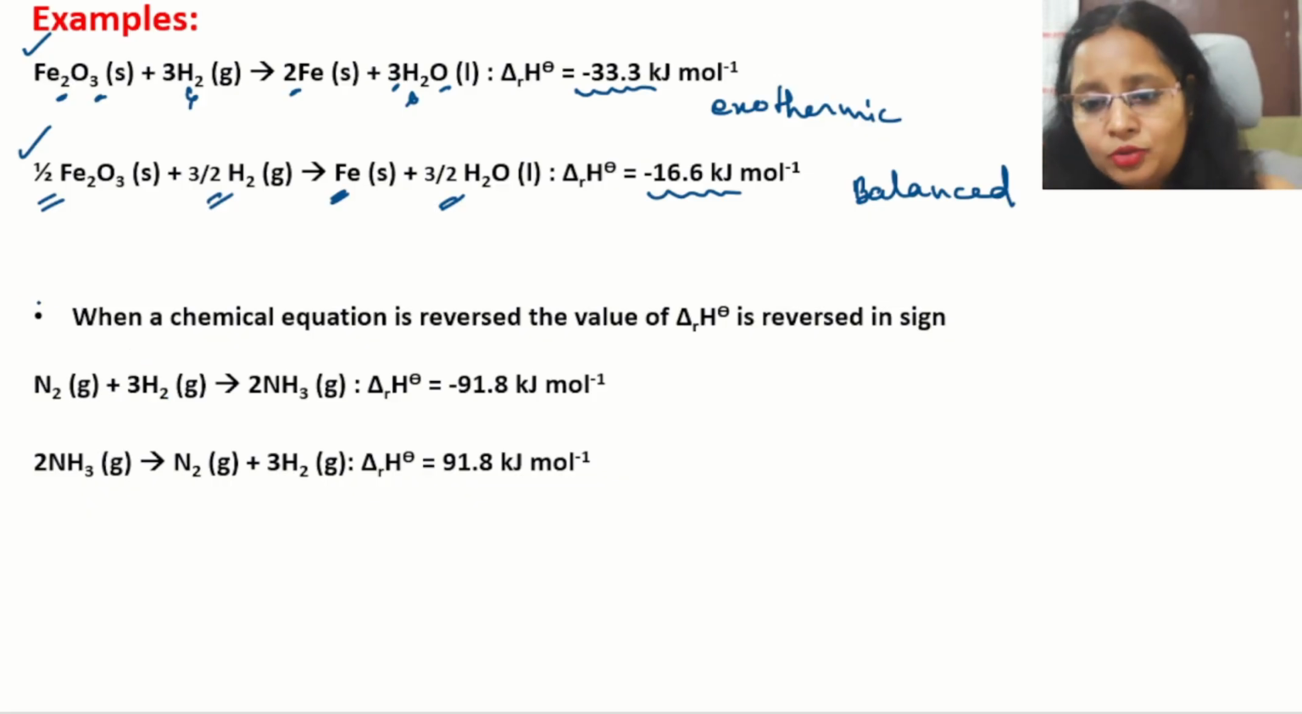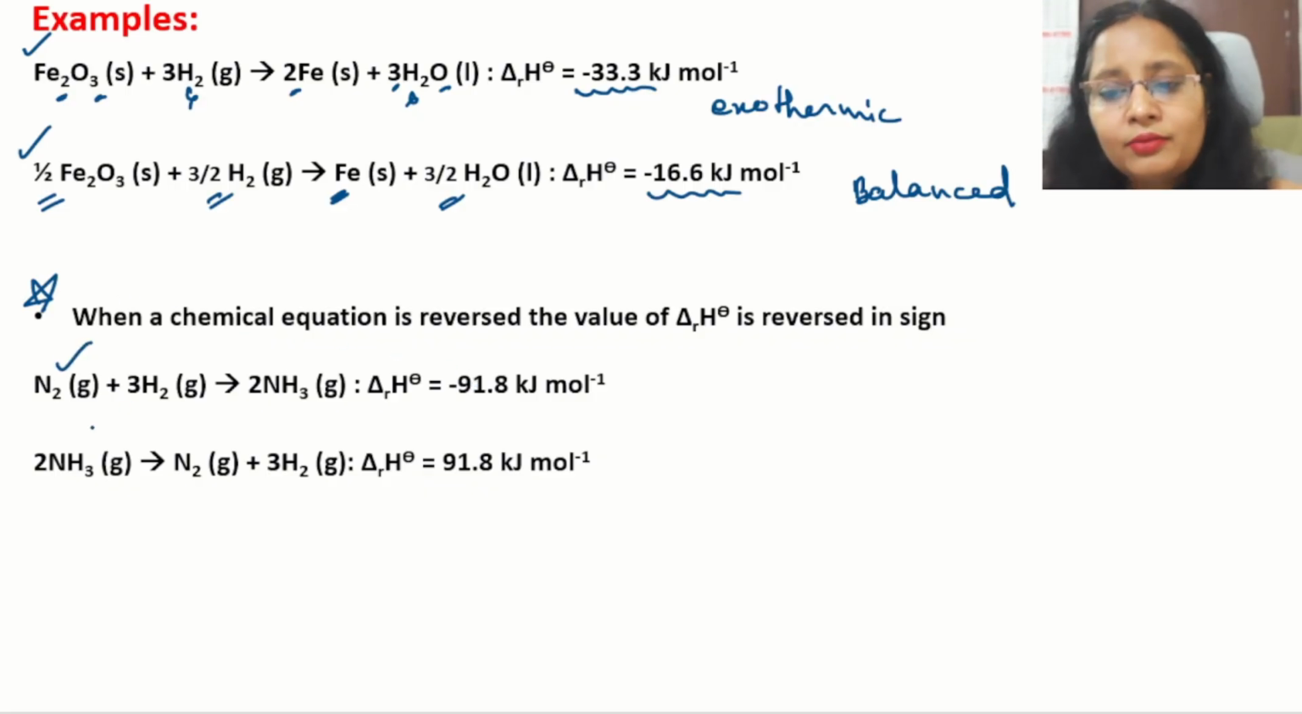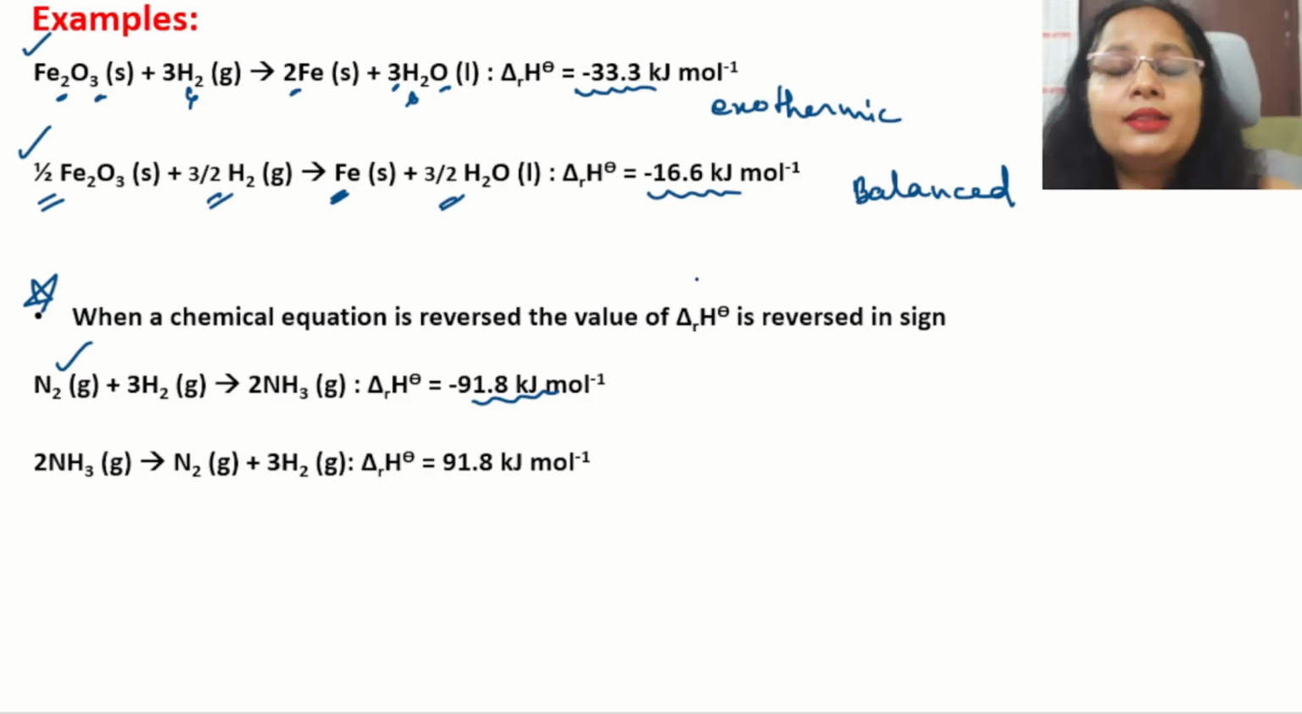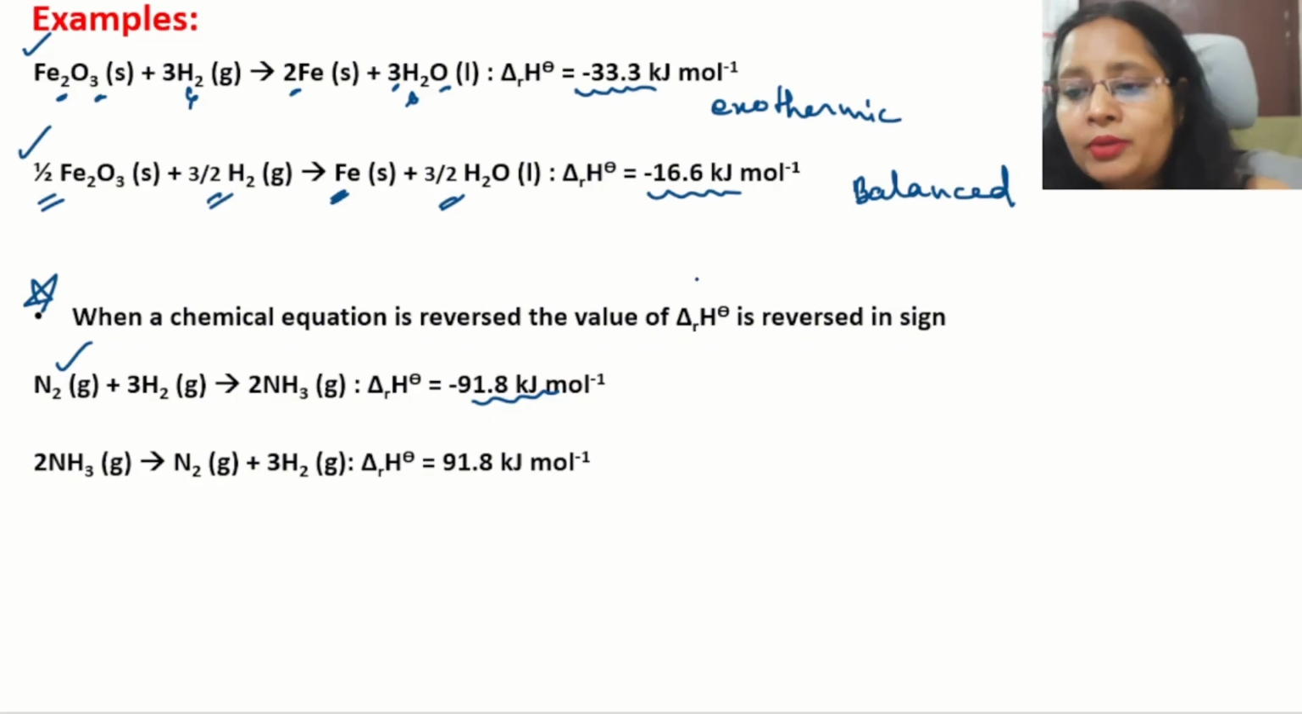One more very important point to be noted: when a chemical reaction is reversed. We are talking about a thermochemical equation. So let's see this equation. Nitrogen gas is added with hydrogen gas: 1 mole of nitrogen plus 3 moles of hydrogen gas gives 2 moles of ammonia gas, and its delta RH is minus 91.8 kilojoule per mole. Clearly, this is a balanced equation and delta RH is given, so it's a thermochemical equation.